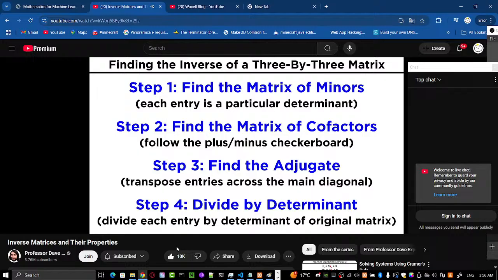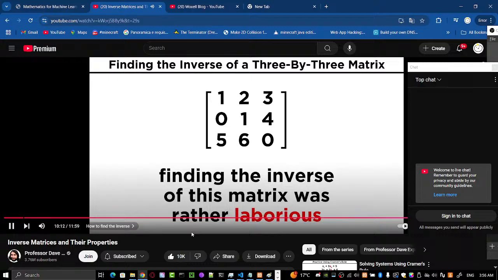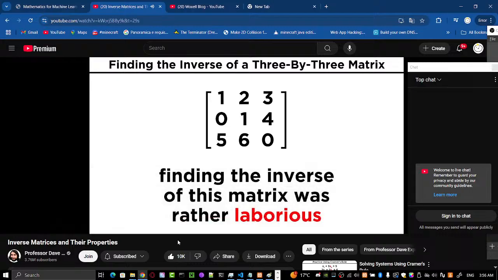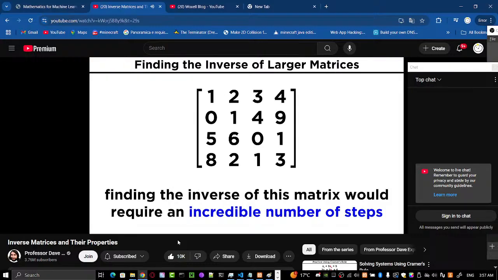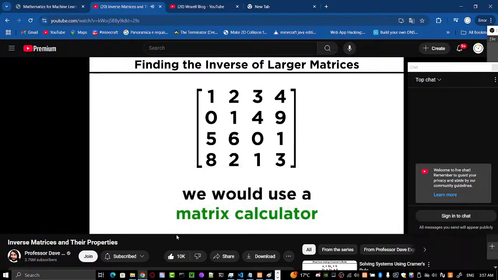This is essentially the same algorithm as we used for a 2 by 2 matrix, just many more steps to achieve the same result. So as we can see, even with just a 3 by 3 matrix, finding the inverse becomes rather laborious. If we were to extend this to a 4 by 4 matrix, it wouldn't really be any harder. We would just end up with an absurd amount of steps to follow. For this reason, inverses of larger matrices are usually found using some kind of matrix calculator to avoid doing pages of arithmetic.